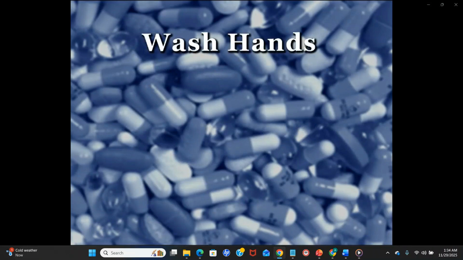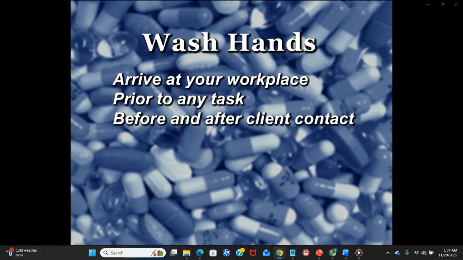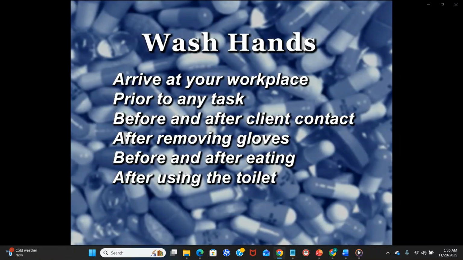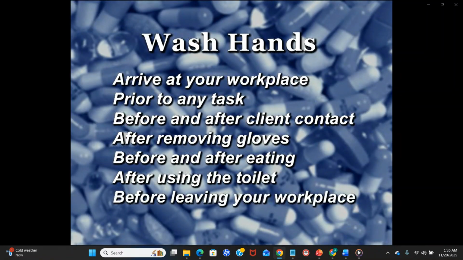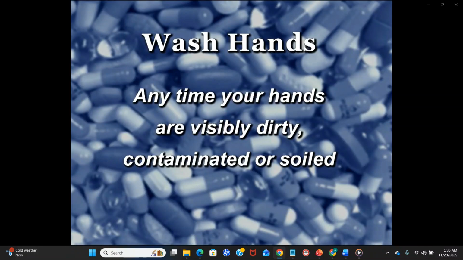You should wash your hands when you arrive at your workplace, prior to beginning any task, including medication administration, before and after every client contact, after removing gloves, before and after eating, after using the toilet, and before leaving the workplace. You should also wash your hands with soap and water anytime your hands are visibly dirty, contaminated, or soiled.